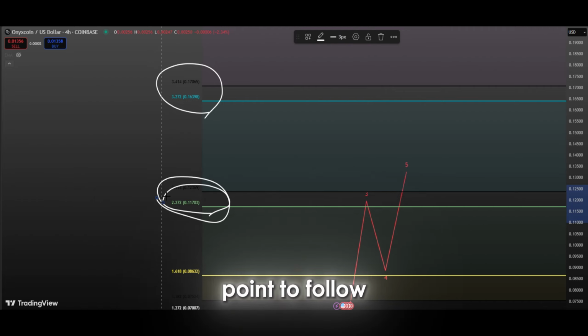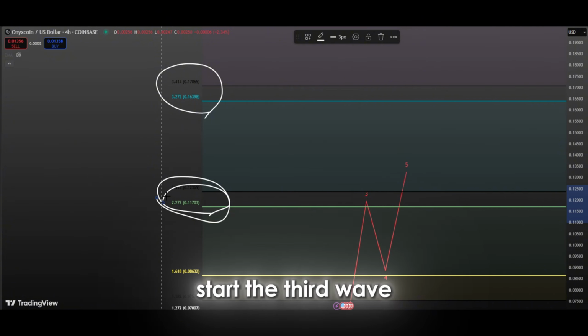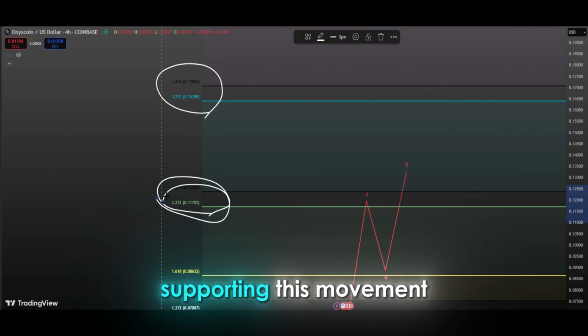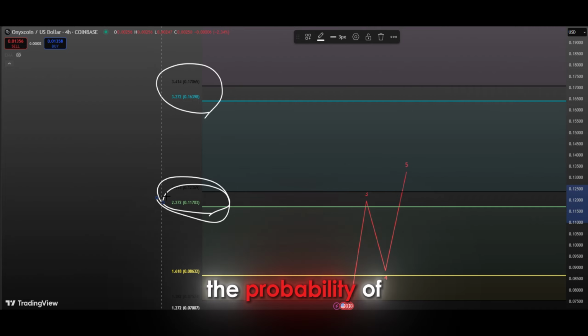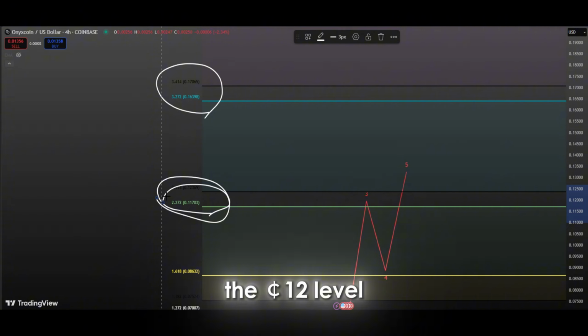The most critical point to follow at the moment is whether the price can make the necessary breakout to start the third wave and whether the volume supporting this movement will be sufficient. If these two conditions are met, the probability of the price reaching the 12 cents level we mentioned seems quite high, and we need to be patient for the third wave to come.